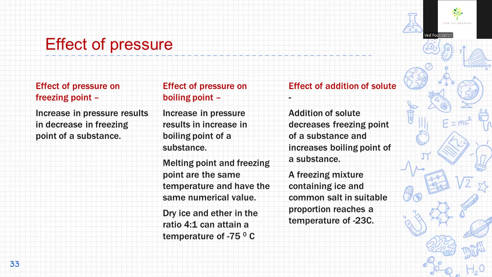Effect of pressure on boiling point. Increase in pressure results in increase in boiling point of a substance. Same principle is used in pressure cooker. In pressure cooker, increase in pressure increases boiling point of a substance, and that's why food is cooked in less time. Melting point and freezing point are the same temperature and have the same numerical value.